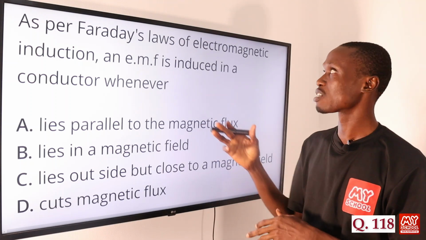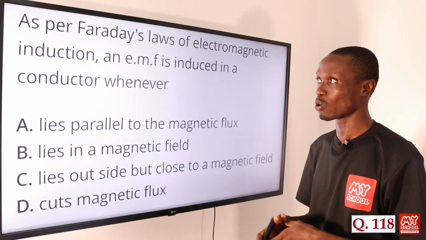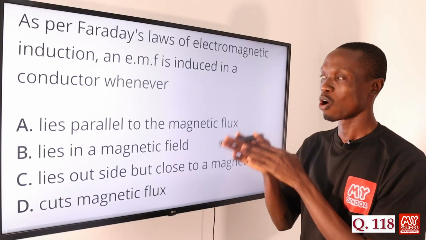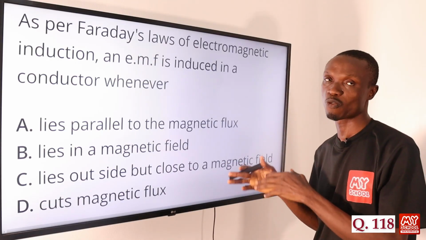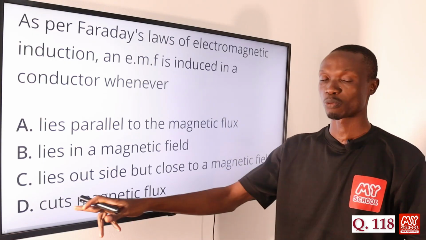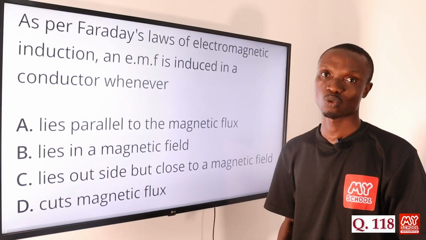As per Faraday's law of electromagnetic induction, the EMF is produced in a conductor whenever the magnetic flux cuts across the circuit. Okay, so that makes option D the correct answer to this question.